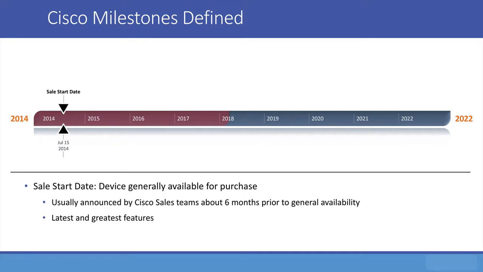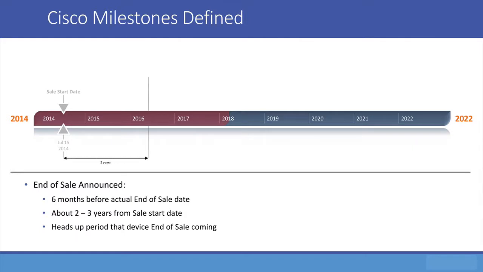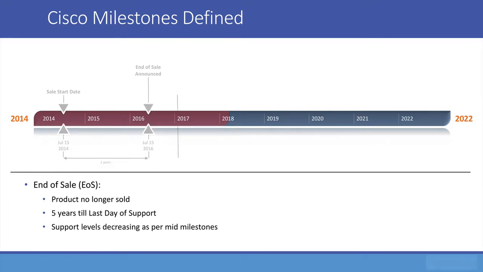Now, the next key milestone that happens is usually about 2 or 3 years after the sales start date, and this is an end of sale announcement. This is usually given by the Cisco sales teams or Cisco partners, and that announces within 6 months the product will become end of sale and will be within the end of sale status. And so if we zoom forward a further 6 months from here, that's when the formal end of sale happens.